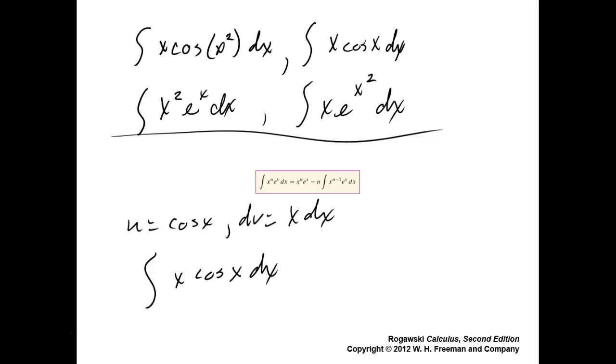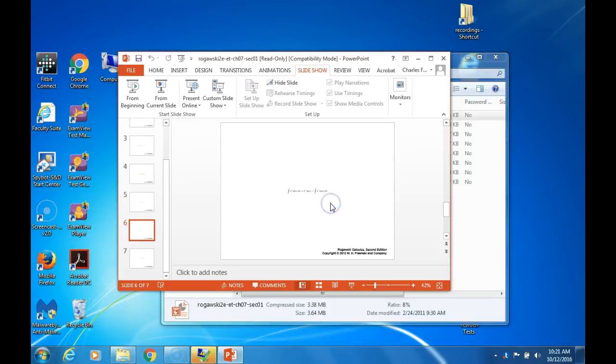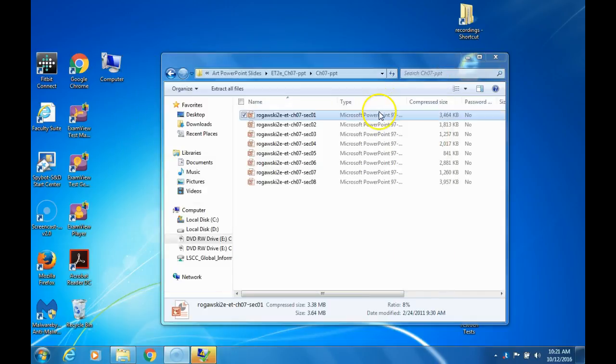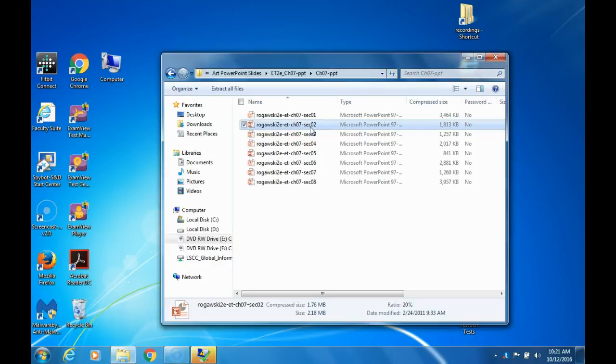Okay. Now we're going to go to another way of solving some integrals that are otherwise unsolvable. And that will be in section 7.2.